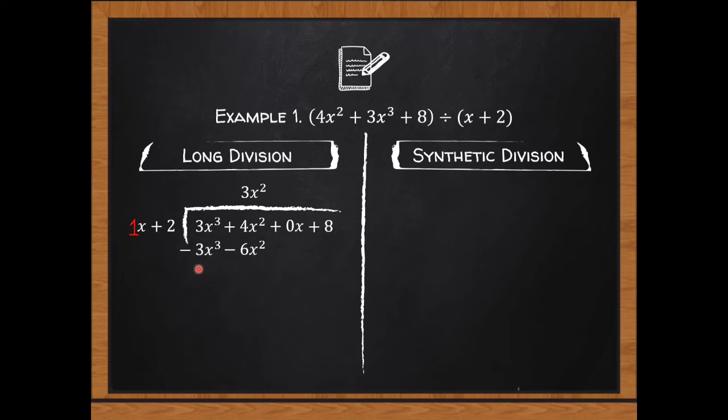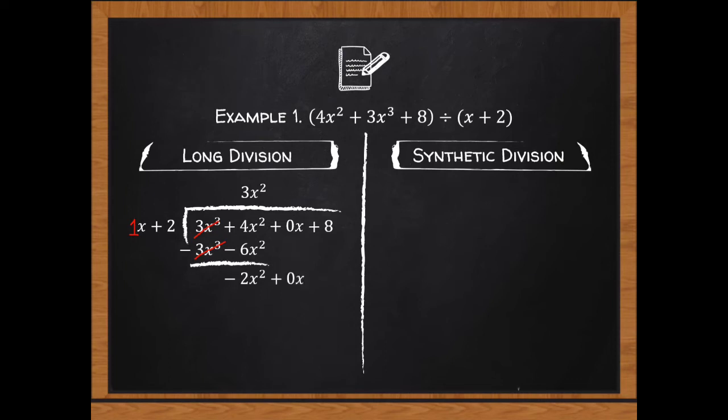Now, we can perform the operation. 3x cubed minus 3x cubed, it's 0, so pwede na tayong mag-cancel dito. Then, plus 4x squared minus 6x squared, the answer is negative 2x squared. Paano naging negative 2x squared? Sinubtract po natin yung kanilang mga coefficient, 4 minus 6, and the answer is negative 2. And then since same variable po sila, we just copy the variable x squared. So next, after subtracting, we bring down the next term, which is positive 0x.